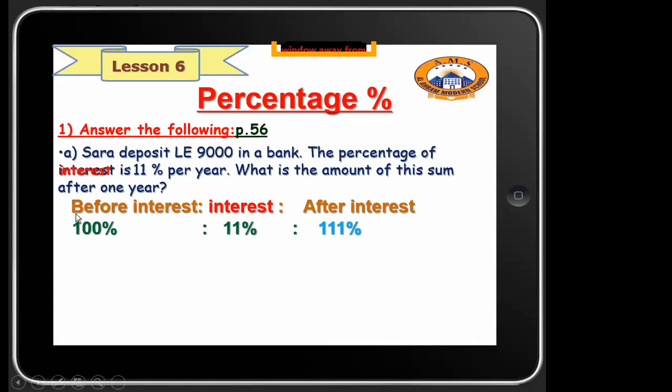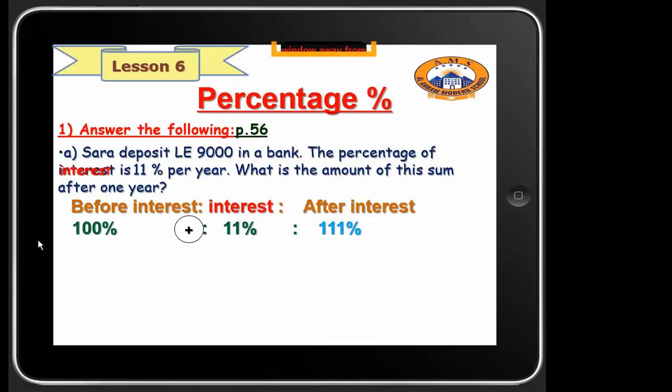The second line is the percentage. So I'm going to put here 100%, and the amount of the percent was 11. Because this is interest, I'm going to add 100 plus 11. That will give you 111.